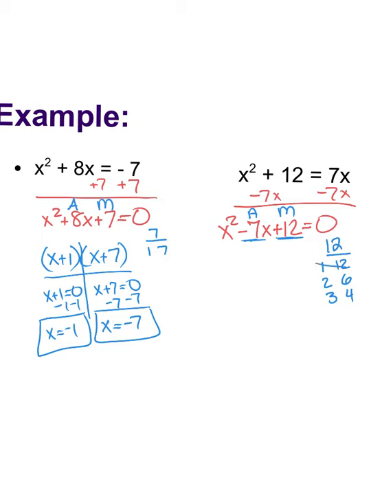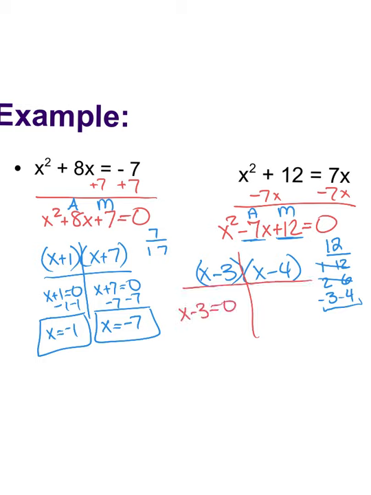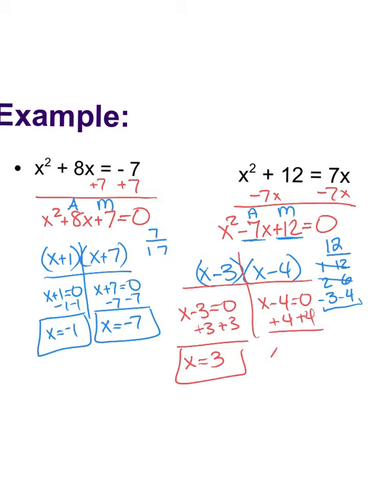So that's 13, that's 8. These give me +7, but if I make both of them negative, if I multiply them, I get positive 12. If I add them, I get -7. So my factors are x minus 3 and x minus 4. Then we t-chart. x minus 3 equals 0. When I solve, I get x equals 3. Over here, x minus 4 equals 0. When I solve, I get x equals 4. So my answers are 3 and 4.